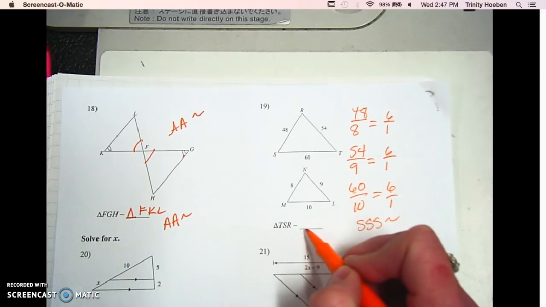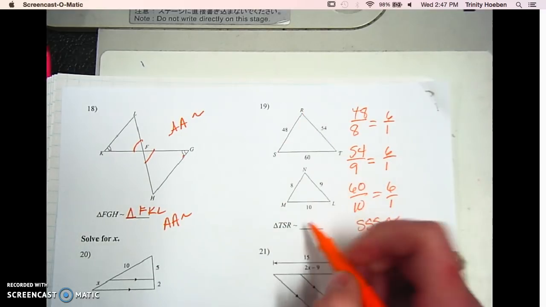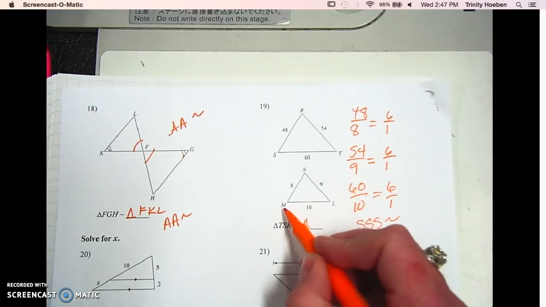And triangle TSR, they went this direction. So we want to go to the same direction, LMN.